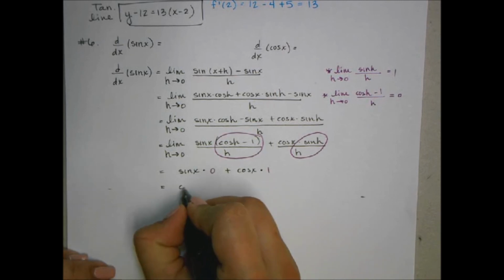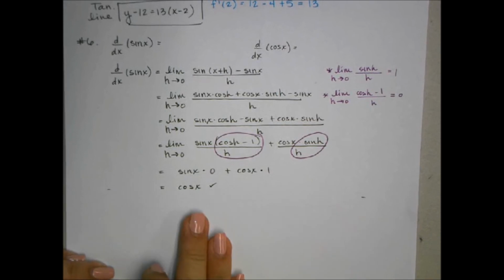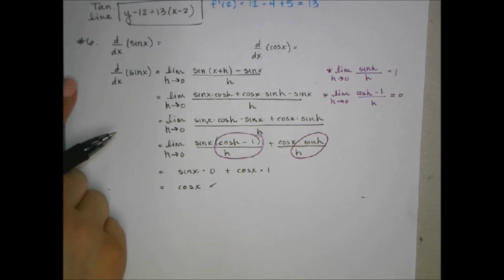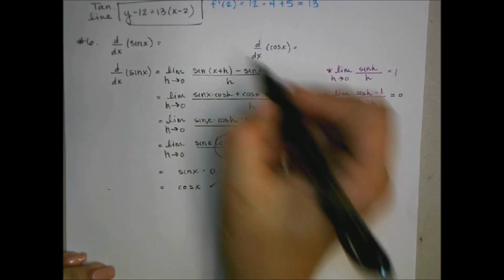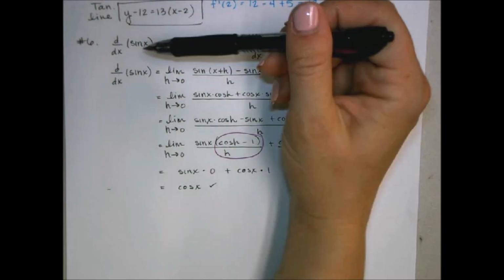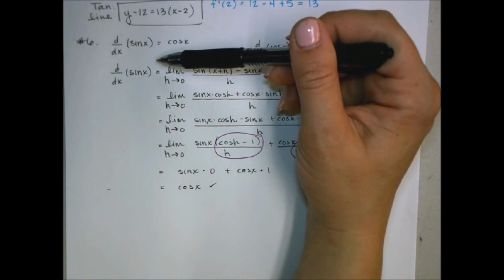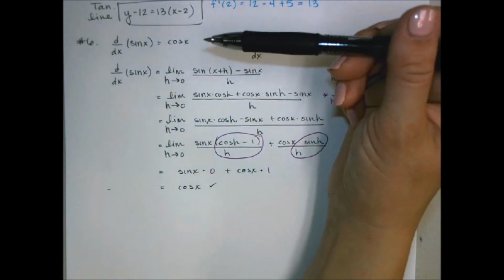So that's basically like doing a little proof of finding that the derivative of sine x is cosine x. What does that mean? The derivative is the slope of the tangent line. So if I have a sine function and I draw a tangent line anywhere along my sine function, the slope is given by the cosine.